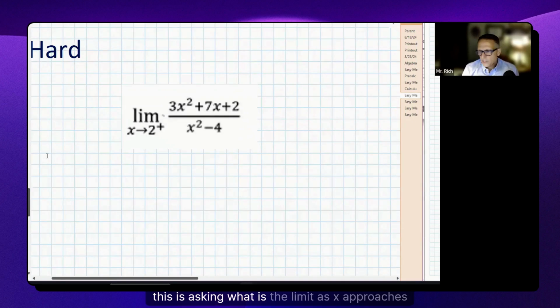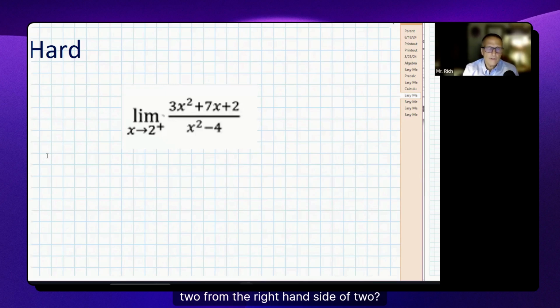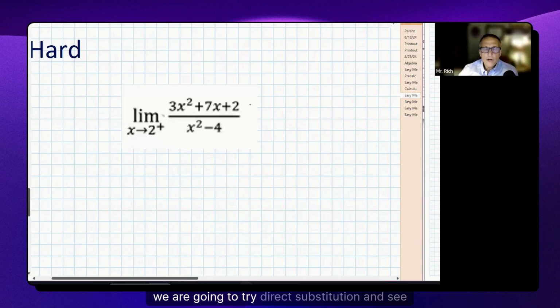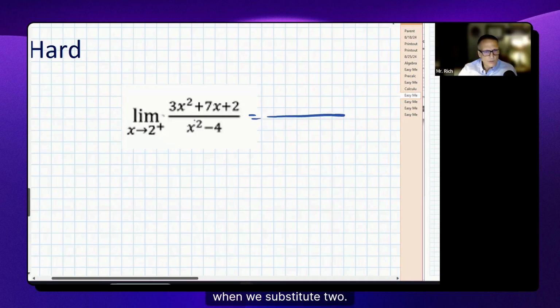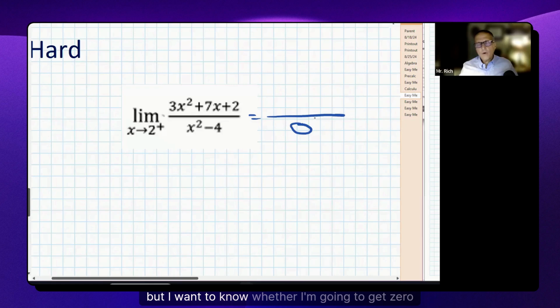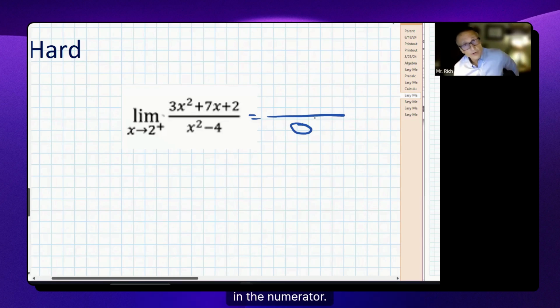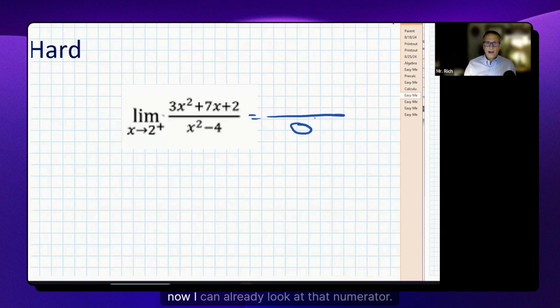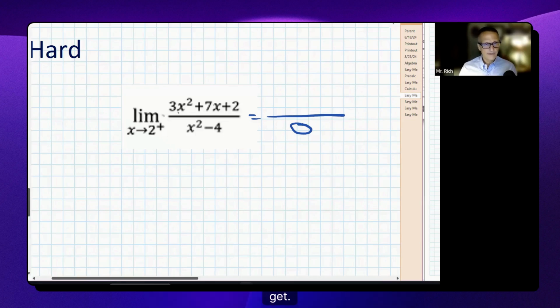This is asking what is the limit as x approaches 2 from the right-hand side. Well, we are going to try direct substitution and see what happens. When we substitute 2, I am going to get 0 in the denominator, but I want to know whether I'm going to get 0 in the numerator. I can already look at that numerator and know I'm not going to get 0 because these are all going to be positives.